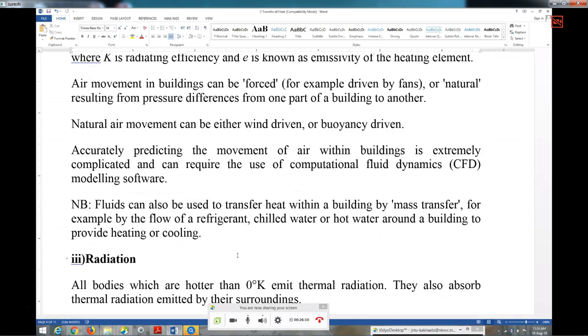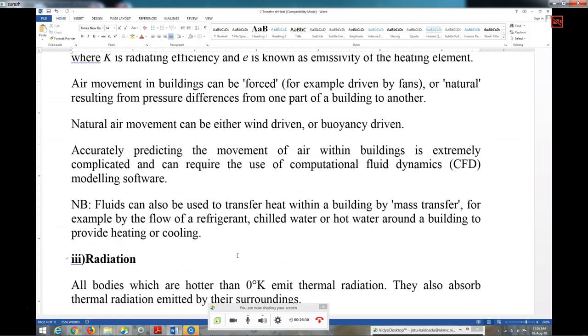Then accurately predicting the movement of the air within buildings is extremely complicated and can require the use of computer systems. So, currently we are trying to utilize this air that is getting controlled automatically.